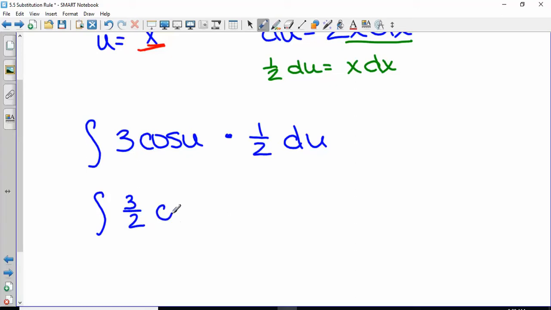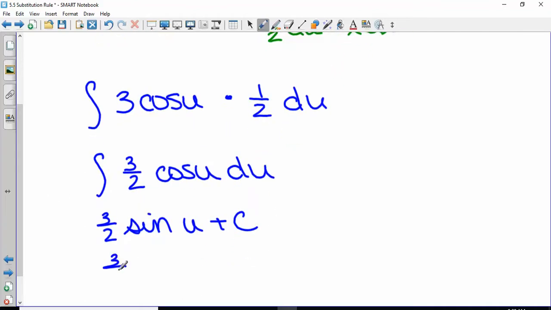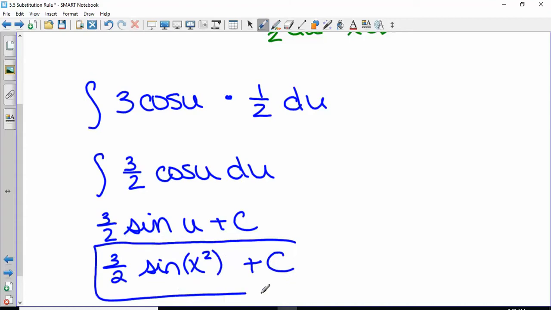If it helps, you could write this 3 times 1/2 is 3 halves. So the 3 halves stays. What is the antiderivative of cosine? And we replace our u. It was x squared originally. So we have 3 halves sine of x squared plus c. Why don't you guys try the next one?